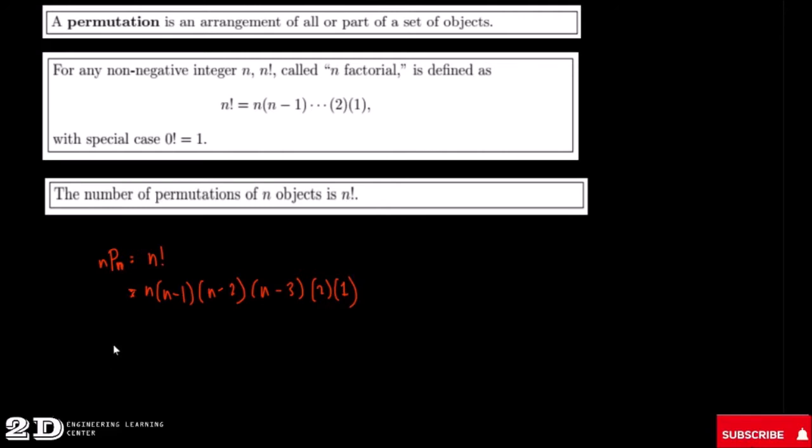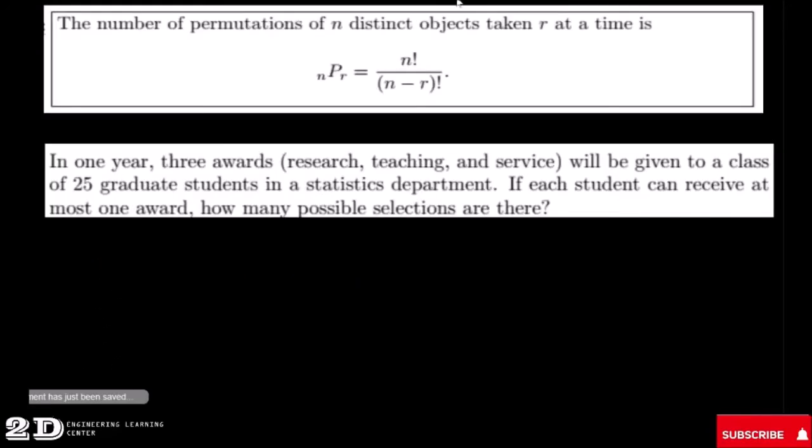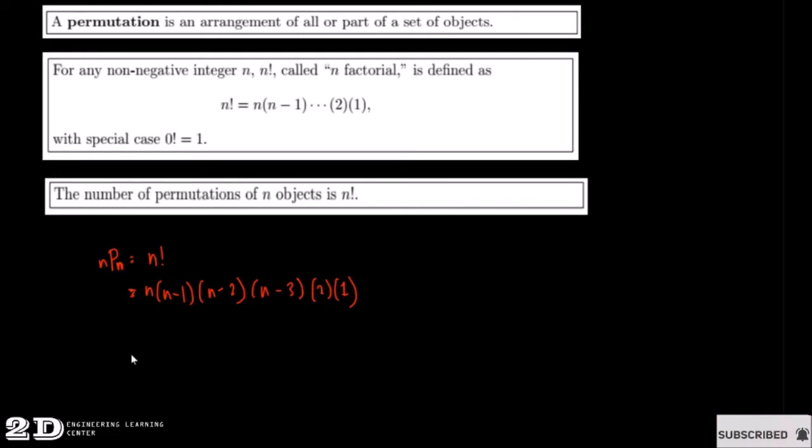Okay, so for example, we need to find the permutation of six objects. We need to find the permutation if all six of them are taken all at a time. This is the usual phrase if we are going to have the permutation of n objects. So we just have that as nPn, which will be n factorial.